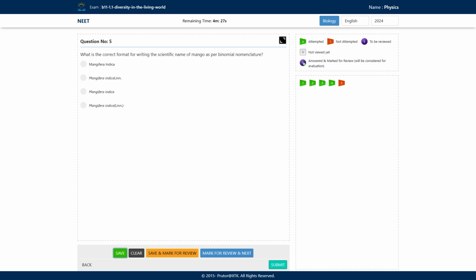Now, what is the correct format for writing the scientific name of mango as per the binomial nomenclature? First one is Mangifera indica. It has not been italicized, you can see. Then B is Mangifera indica, italicized, and the name of the author is written after the specific epithet in abbreviated form, but it is not italicized. C is Mangifera indica, which has been italicized, and D is Mangifera indica, then the name of the author, Linnaeus, is written in abbreviated form, and the name of the author is also written in brackets. So what will be the correct answer?